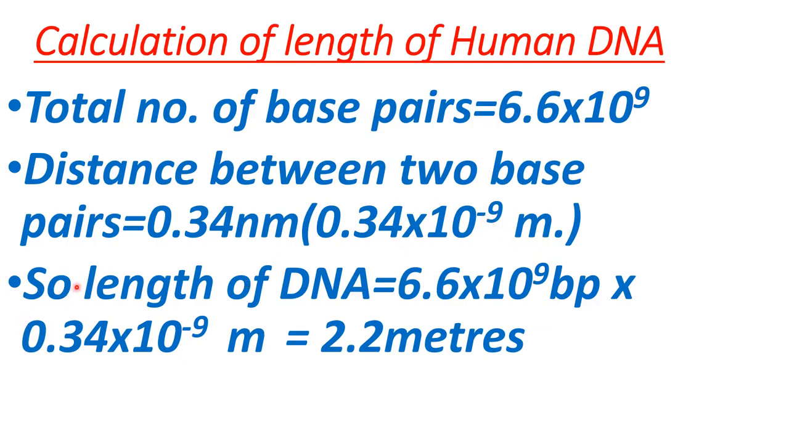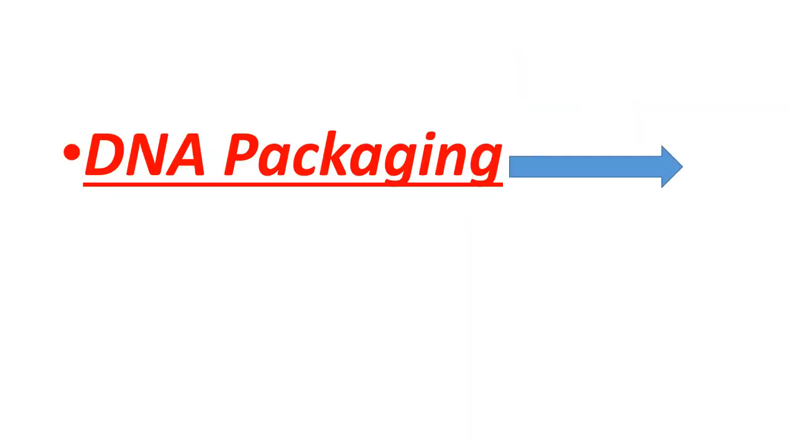So how will we calculate the length of human DNA? Length of DNA will be 6.6 into 10 to the power 9 base pairs, multiplied by the distance between two base pairs, 0.34 into 10 to the power minus 9 meter. After calculating it, we will get the result 2.2 meters. So the length of human DNA is 2.2 meters, and the cell diameter is not enough to accommodate such a long DNA. That's why packaging of DNA is required.